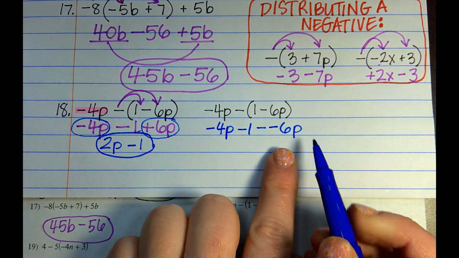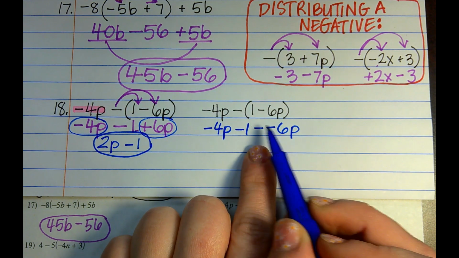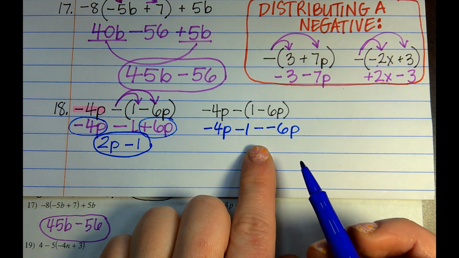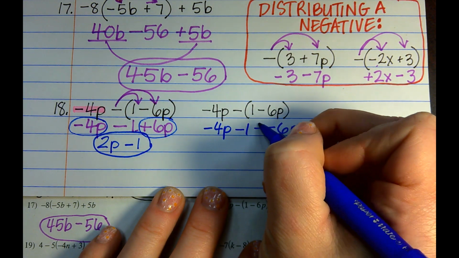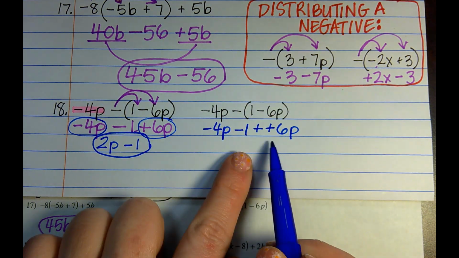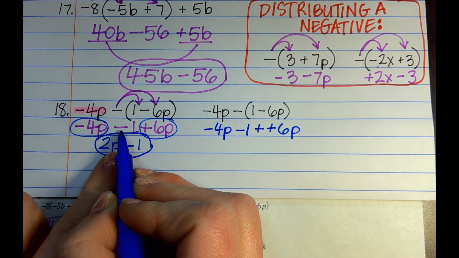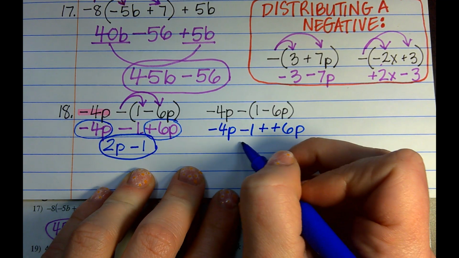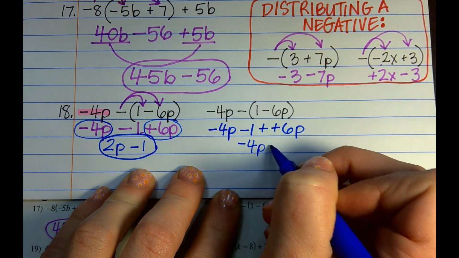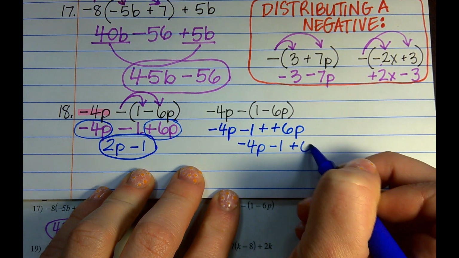-6p, right? And what do we do when we have two minus signs right beside each other? They change into a plus. So now we get the same thing as we did over here. -4p minus 1 plus 6p.